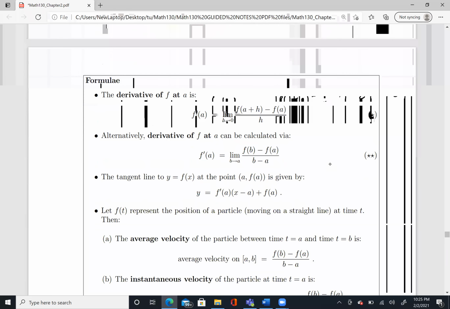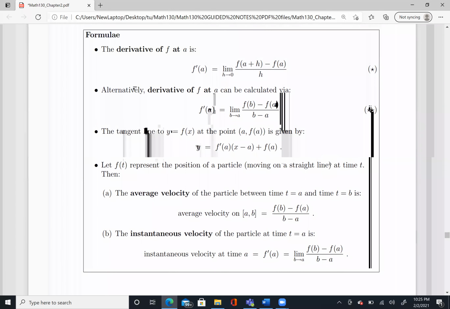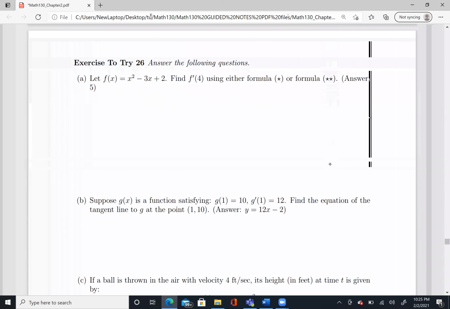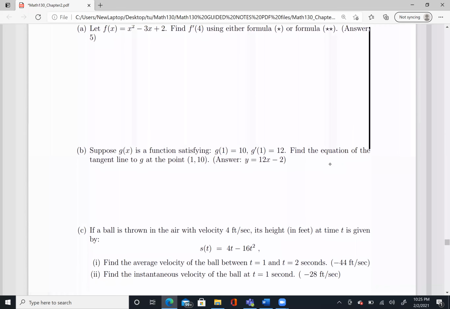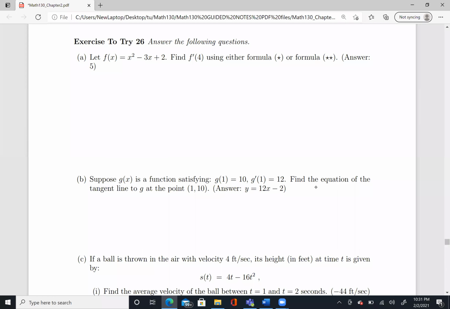Okay, so now let's come back here. It's like a summary of all the things that we have learned about derivative and average and tangent and average velocity, instantaneous velocity, and you have some exercises to try out here. Okay, let's see.